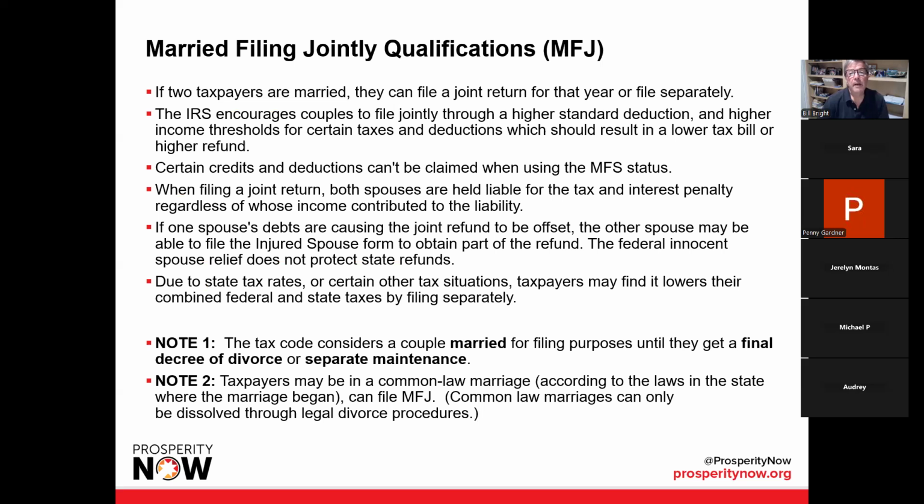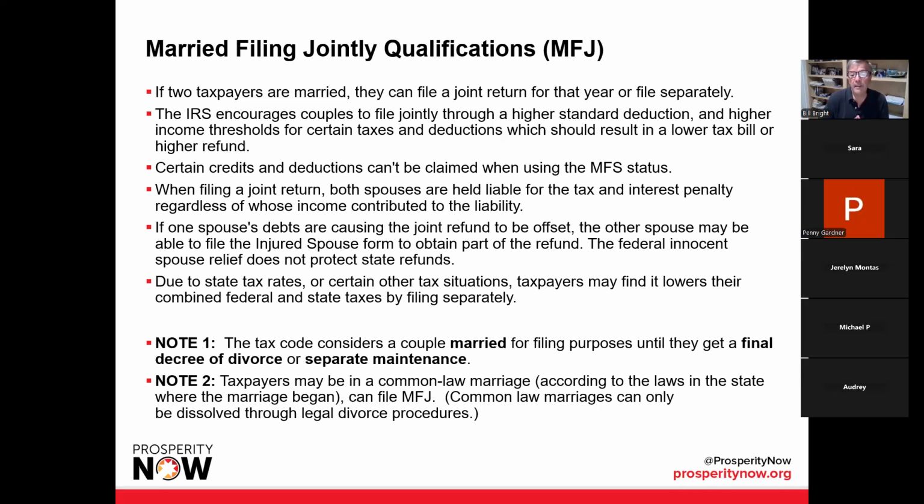Married filing jointly. If two taxpayers are married, they can file jointly or they can file separately. The IRS, as well as us, encourage couples to file jointly because the standard deduction doubles and there are higher income thresholds for certain taxes and deductions, which can lower the tax bill and get a higher refund, obviously. Certain credits and deductions, most primarily the earned income credit, can't be claimed when you are married filing separate. When you file a joint return, both spouses are held liable for the tax and interest penalty, regardless of whose income contributed to that liability.